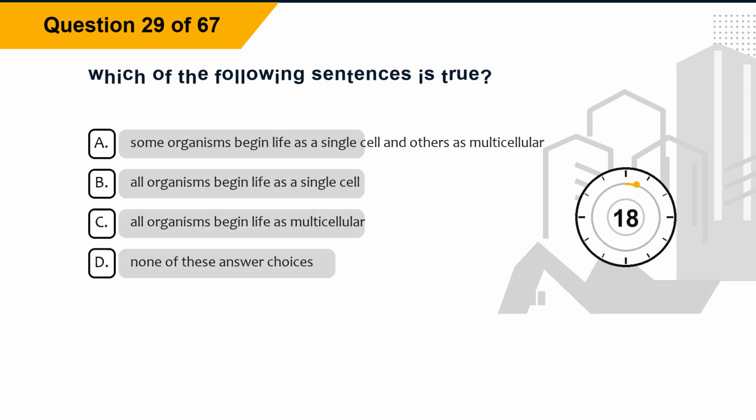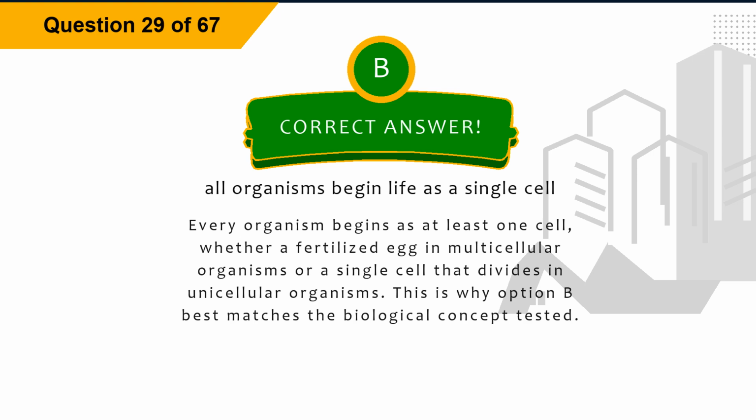Question 29. Which of the following sentences is true? Option A. Some organisms begin life as a single cell and others as multicellular. Option B. All organisms begin life as a single cell. Option C. All organisms begin life as multicellular. Option D. None of these answer choices. The correct answer is option B. All organisms begin life as a single cell. Explanation. Every organism begins as at least one cell, whether a fertilized egg in multicellular organisms or a single cell that divides in unicellular organisms. This is why option B best matches the biological concept tested.